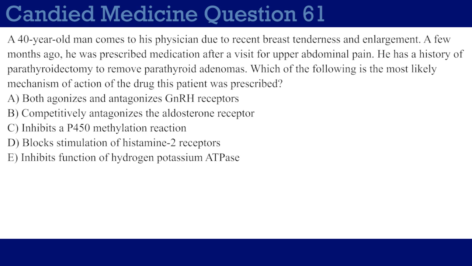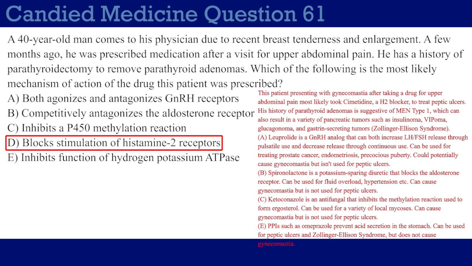This shouldn't be too hard of a question. This is one of those pretty well-known drug side effects. This patient has peptic ulcers, and he was prescribed most likely cimetidine, an H2 blocker. Choice D is the correct answer. Cimetidine, of course, is well known for causing gynecomastia, so obviously it can be used for treating peptic ulcers like this. Cimetidine is also a P450 inhibitor. That might come up, but unlikely, I think.